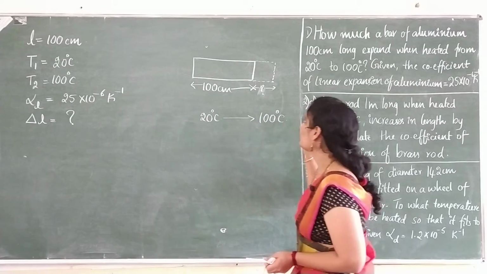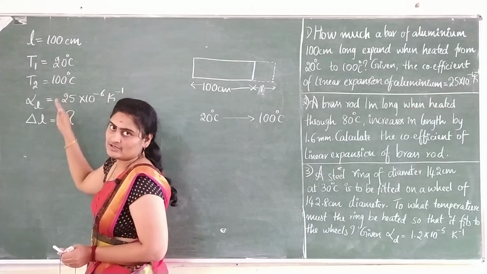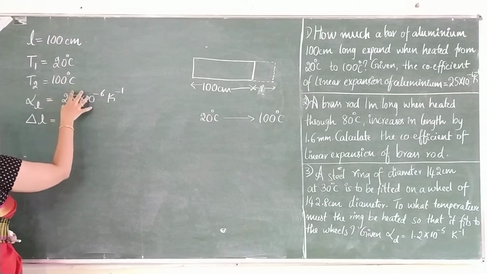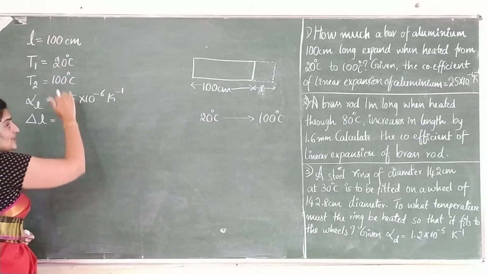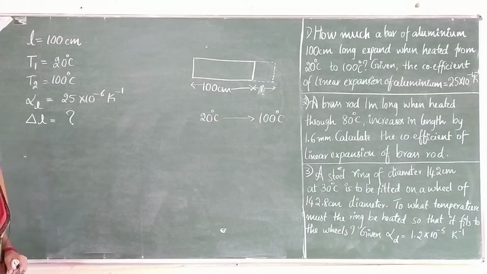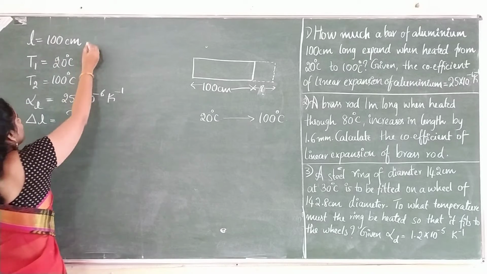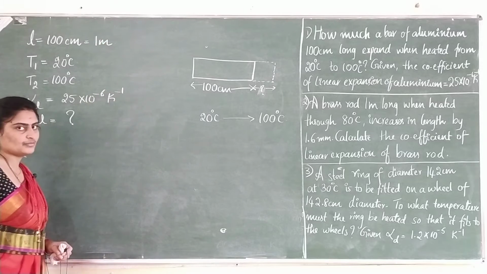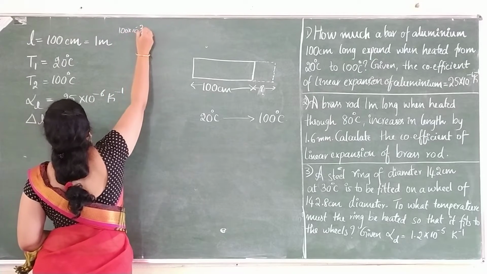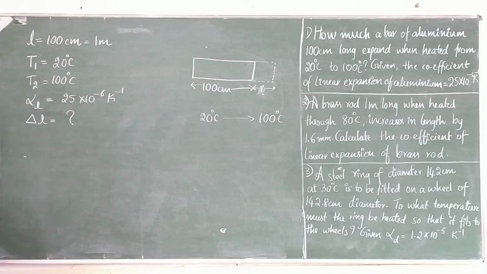First step, read the problem. Second step, imagine the problem. Third step, list out the given values. Fourth step is to look at every value in the list. Every value must be in standard form, that is SI units. What is the SI unit of length? SI unit of length is meter, but they have given it here in centimeter. 100 centimeter is equal to how many meters? 1 meter. Centi is 10 to the power minus 2, so 100 centimeter can be written as 100 into 10 to the power minus 2 meter, or 1 meter.